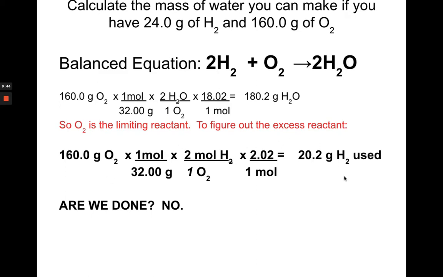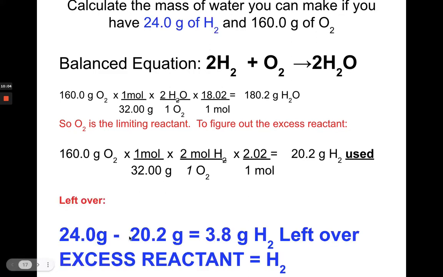Now remember, we want to know how much is left over. So are we done with this problem? Okay, to figuring out the excess reactant. Well, we used 20.2 grams, but we had 24 grams. So how would you figure out how much was left over? You started with 24 and you used 20.2. You're right, you would subtract. So the leftover, you started with 24, what you used was 20.2, so you would have 3.8 grams of hydrogen left over. The excess reactant is the hydrogen, and you'd have that much H2 left over.